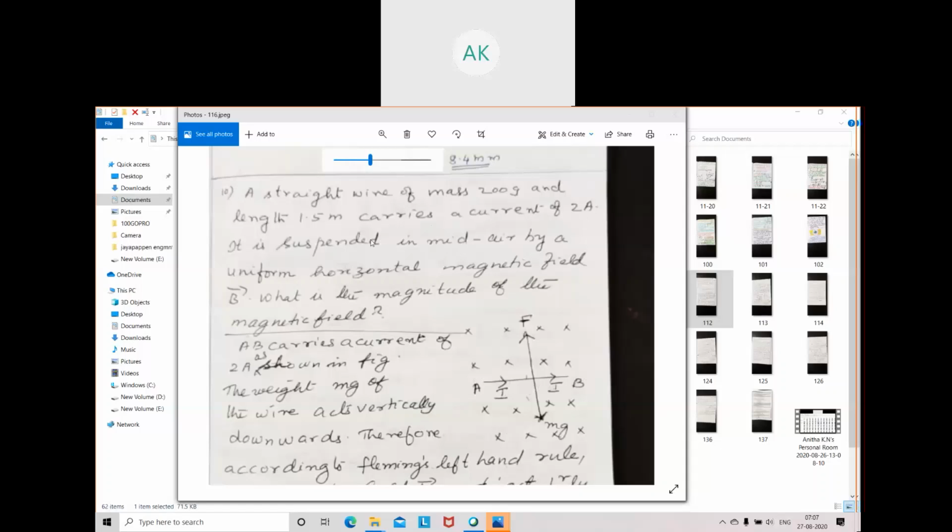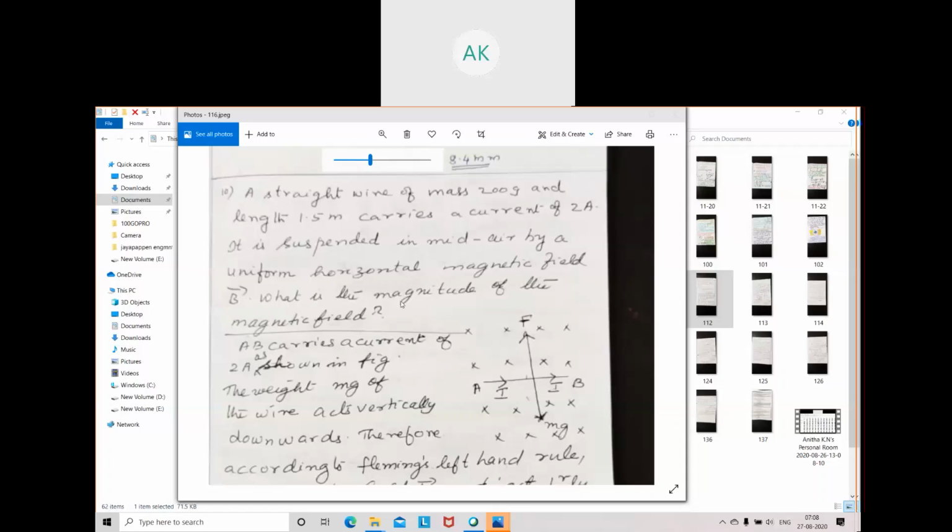It is suspended in mid-air by a uniform horizontal magnetic field. By the magnetic field, we know that the wire has weight, mass is 200 grams, so mg will be its weight. Due to mg, that wire would have fallen downwards, but it is suspended stationary there with the help of a magnetic field. It is suspended in mid-air by a uniform horizontal magnetic field vector B.